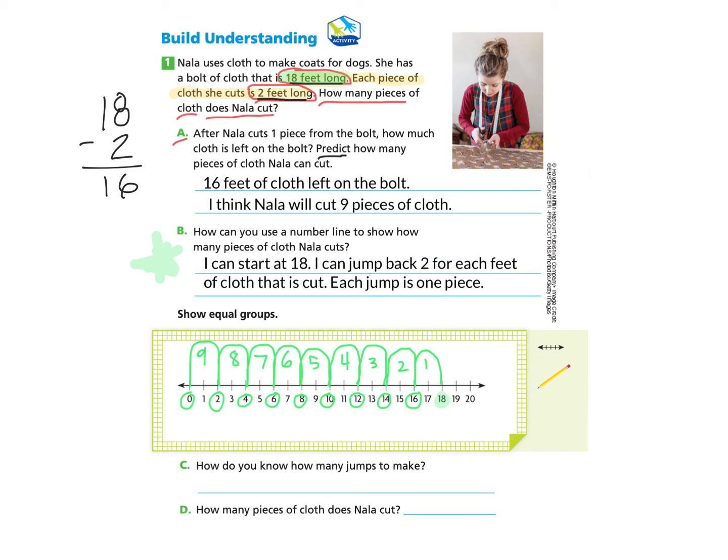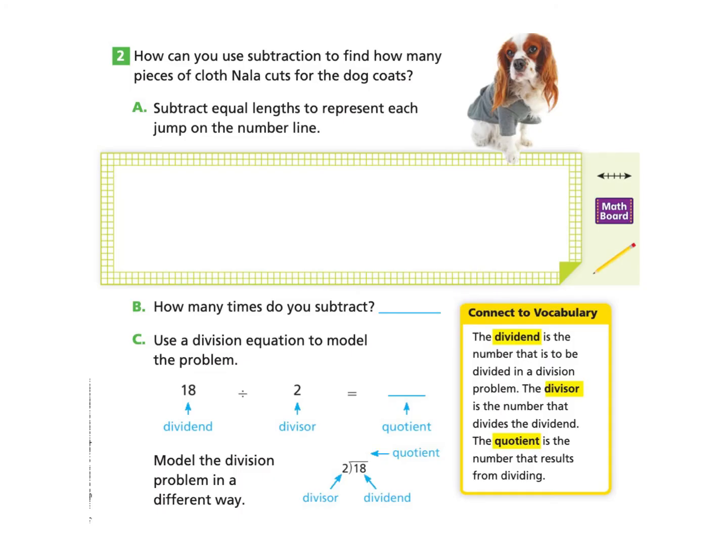So how do you know how many jumps to make? I can explain my thinking by saying I count back by twos until I end at 0, which is what we did. And then that's how I'm going to find the answer. How many pieces of cloth does Nala cut? I found that she had 9 pieces. Let's take a look at the next page, page 153, part 2. How can you use subtraction to find how many pieces of cloth Nala cuts for the dog's coats?